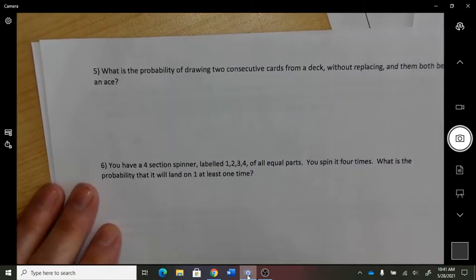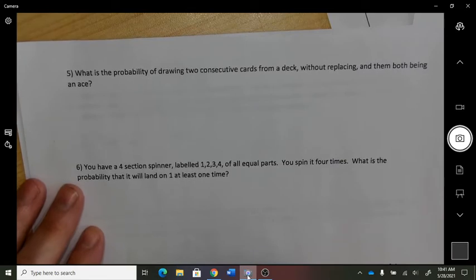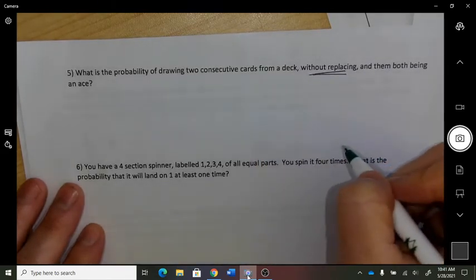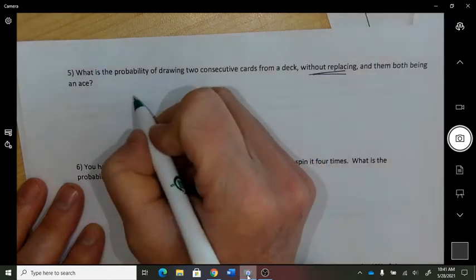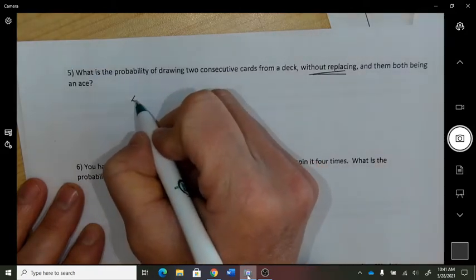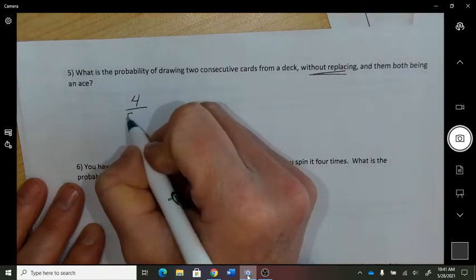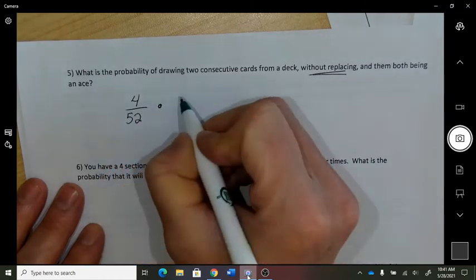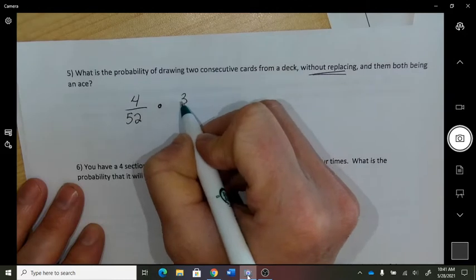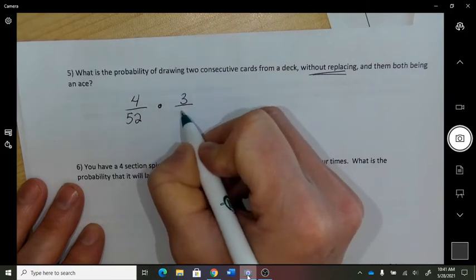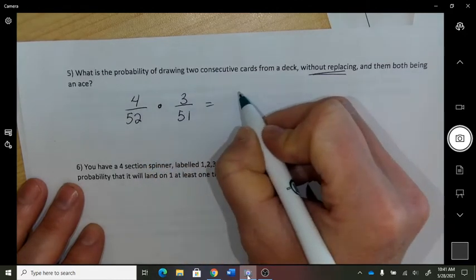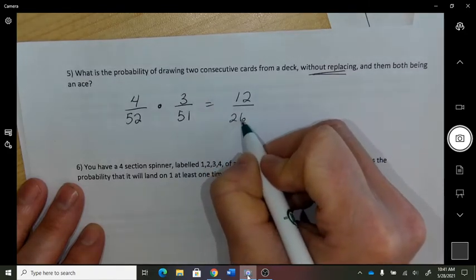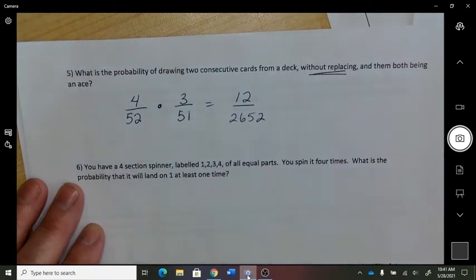What's the probability of drawing 2 consecutive cards from the deck without replacing them, and then them both being an ace? So on the first draw, to get an ace, I have a 4 chance out of 52 cards. Then I draw again, and now I would only have 3 aces in the deck, and I would only have 51 cards. So that's 12 out of 2,652.